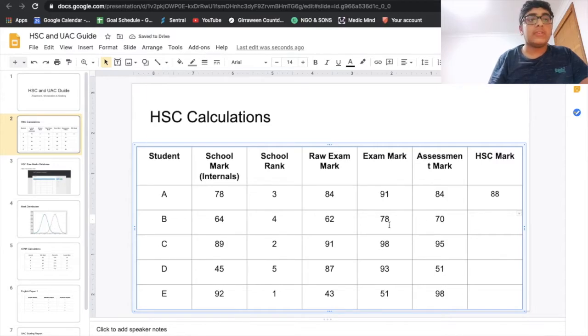So 78 and 70, that's 74. 95 and 98, that's 97. 93 and 51, that's 72. And then 98 and 51, that's 75. Okay, let's go back to presentation mode.